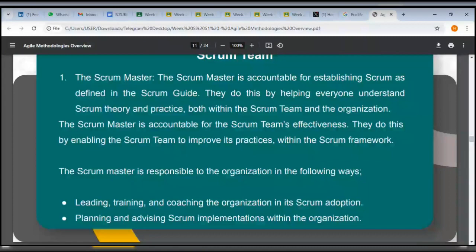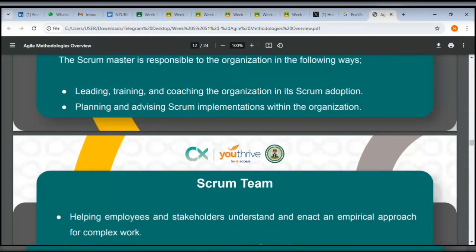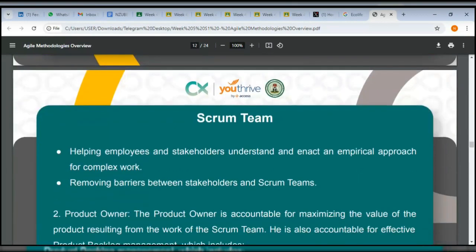The Scrum Master is accountable for the Scrum team's effectiveness. They do this by enabling the Scrum team to improve its practices within the Scrum framework. The Scrum Master is responsible to the organization in the following ways: leading, training, and coaching the organization in Scrum adoption, planning and advising Scrum implementations within the organization, helping employees and stakeholders understand and enact an empirical approach for complex work. Okay.